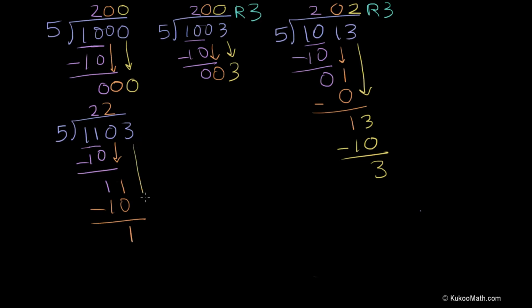The next step is to bring down the last digit, 3. Now we have 13. 5 times 3 is still too much. 15 is greater than 13, so we have to go with 2 again. That gives us 10. And when we subtract, we get 3. We can't divide anymore, so 3 is our remainder. Our answer is 222, remainder 3. Let's try another problem.